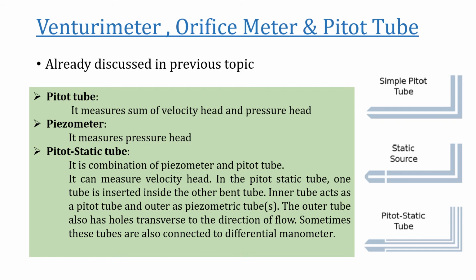A pitot tube is a right angle bent tube which is used to measure total head, and a piezometer tube is simply a vertical tube which is used to measure static head, that is a summation of pressure head and elevation head. While a pitot static tube is a combination of piezometer tube and pitot tube, where one tube is inserted inside the other. The outer tube is given perforations, so it acts like a piezometer tube, while the inner tube is like a pitot tube.